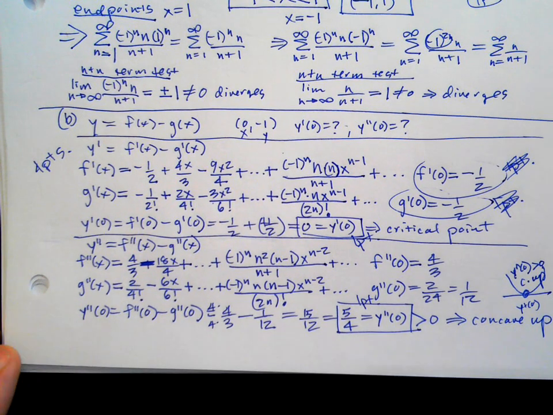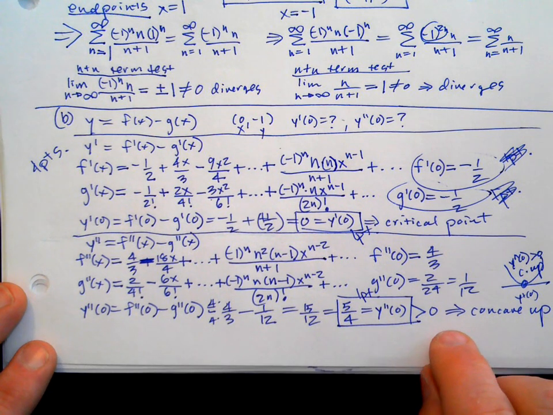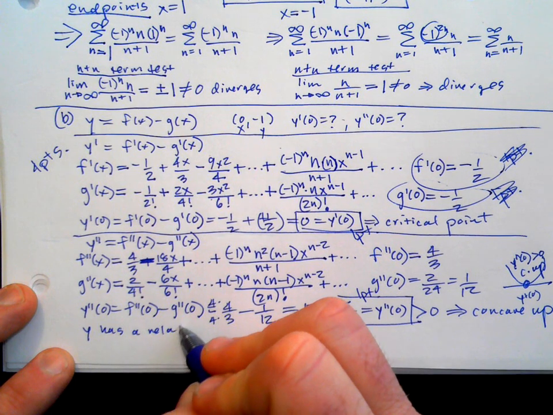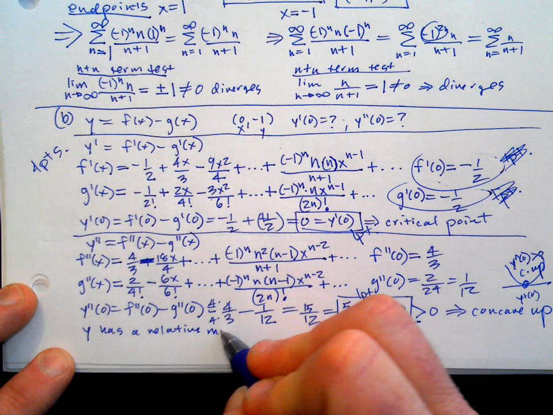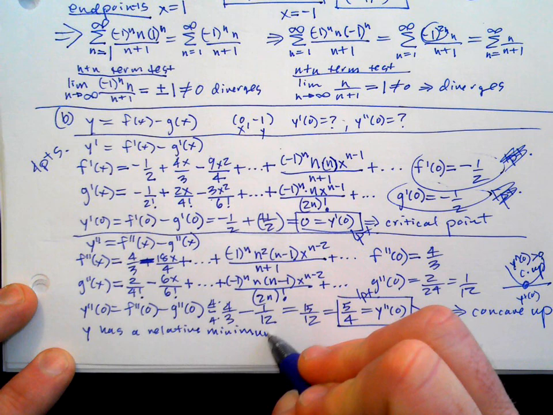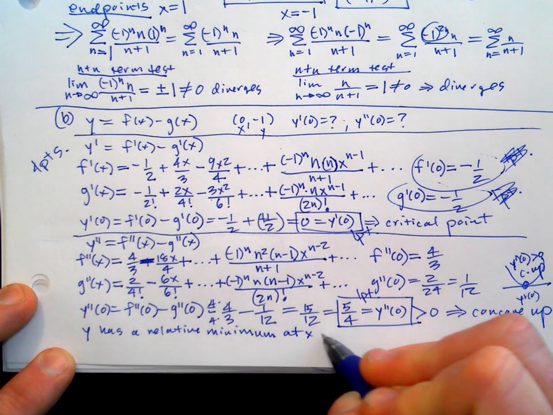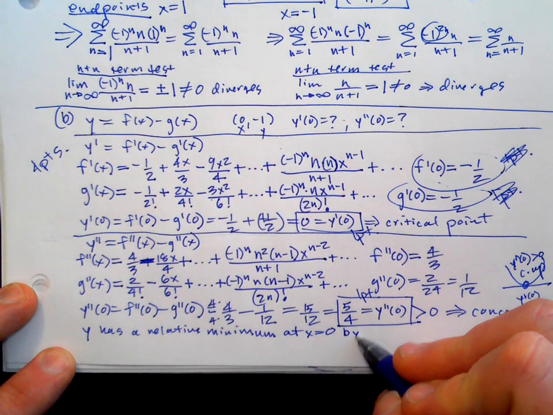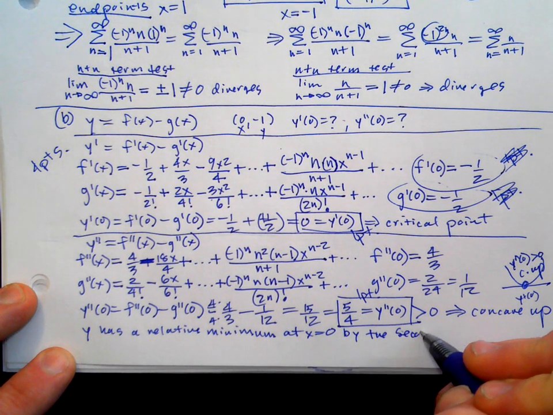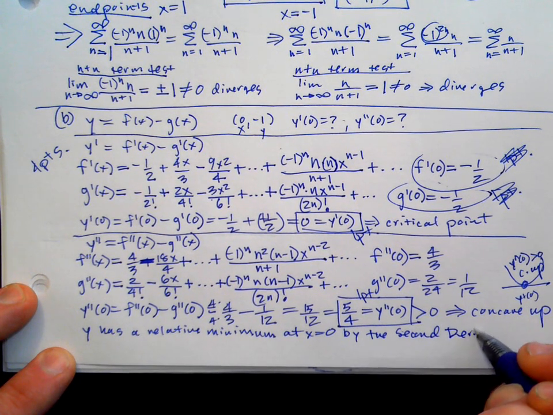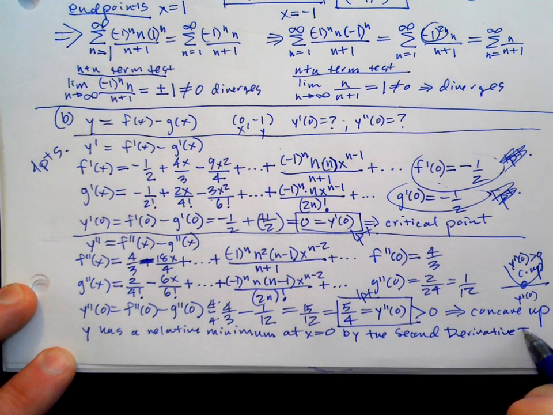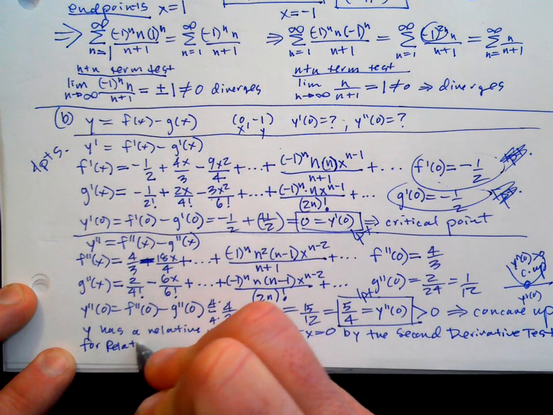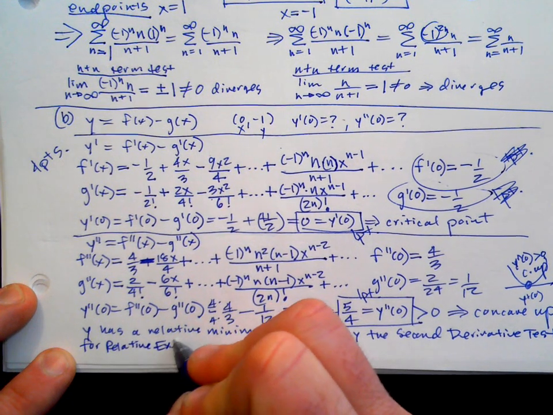So now we just need to put this into words and say that y has a relative minimum at x equals 0 by the second derivative test for relative extrema. That's the full name. This is for your response.